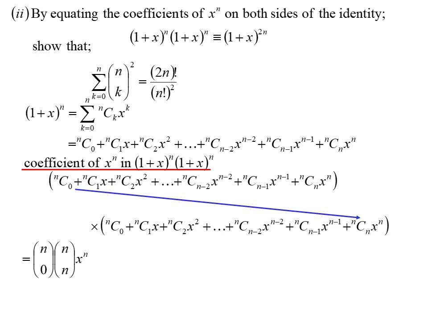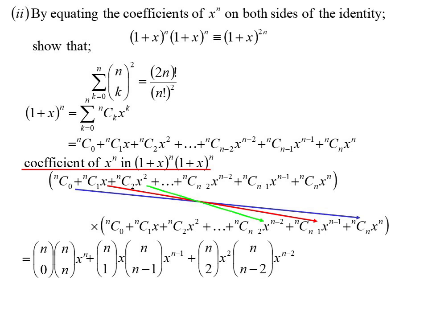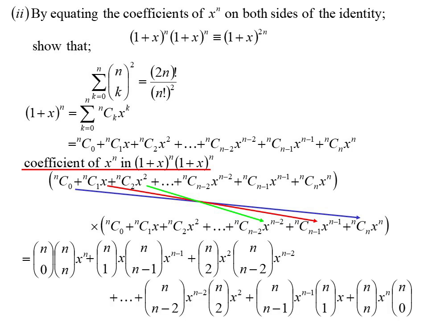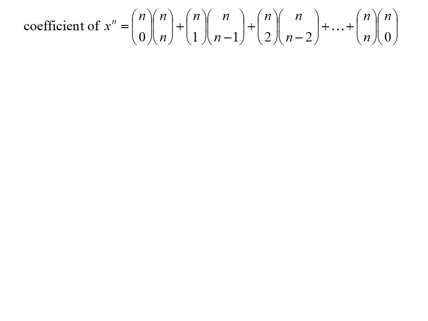Well, the NC0 would be multiplied by the NCn, x to the n. And the NC1 would be multiplied by the NCn minus 1. NC2 with the NCn minus 2, and so on and so on. And we could keep pairing them up like that. There's my coefficient of x to the power of n. But I can tidy that up, because remember we know about symmetry. NC0 is the same as NCn. And NC1 would be the same as NCn minus 1, and so on and so on.